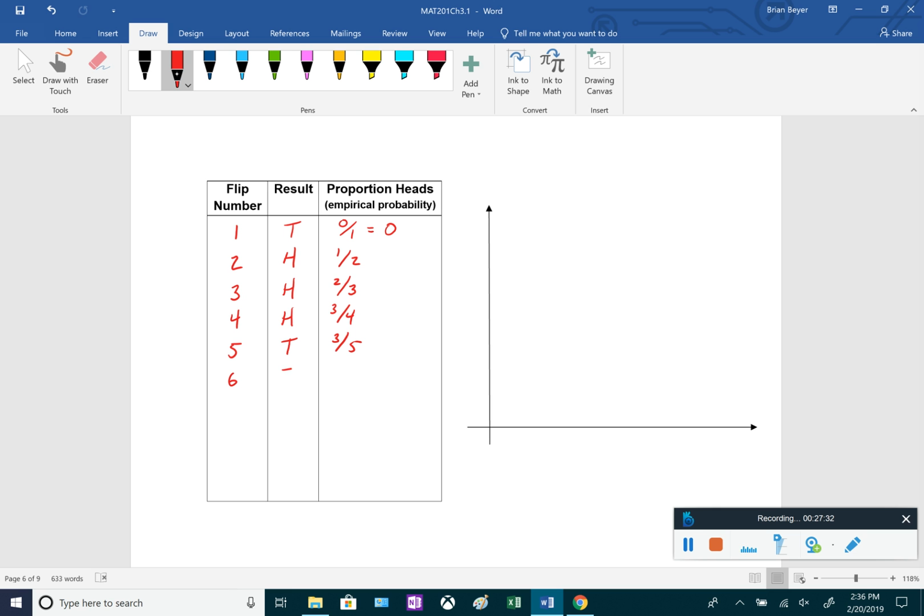Sixth flip, I got another tails. So that's going to be 3 heads out of 6. On the 7th flip, I got a heads. So that's 4 out of 7. I'll do a couple more here. 8th, I got tails. So that's 4 out of 8.